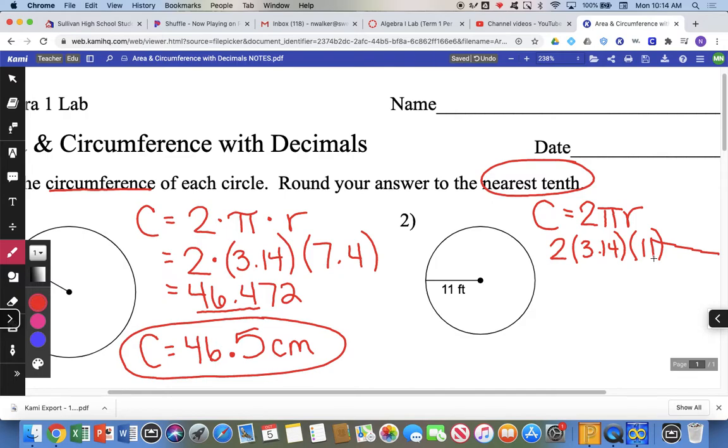All right, so 2 times 3.14 times 11. Jonathan, what'd you get when you multiplied that? 69.08. We're rounding to the nearest tenth, so does it stay 0.0 or does it round up to 0.1? 69.1. What's my label on this one? Feet.